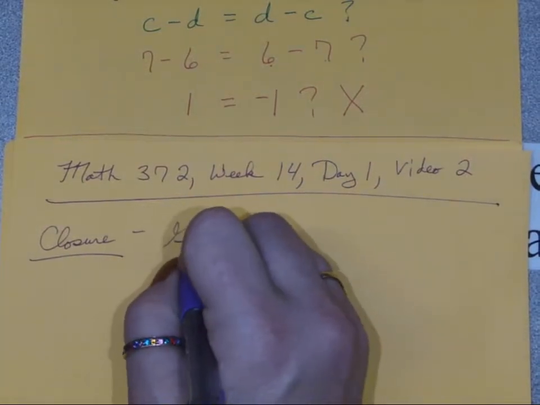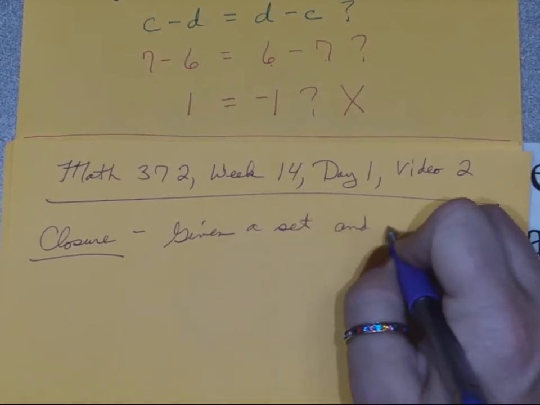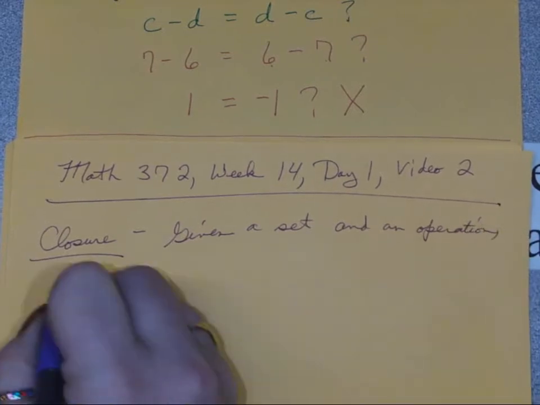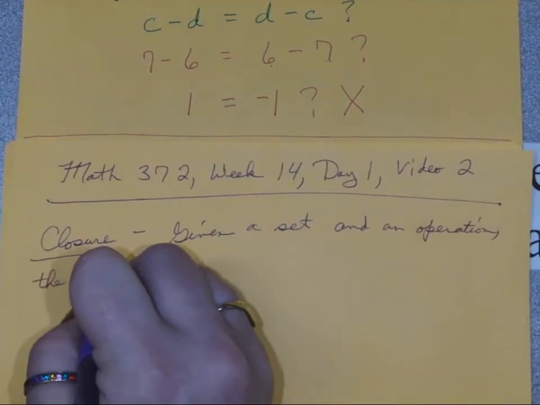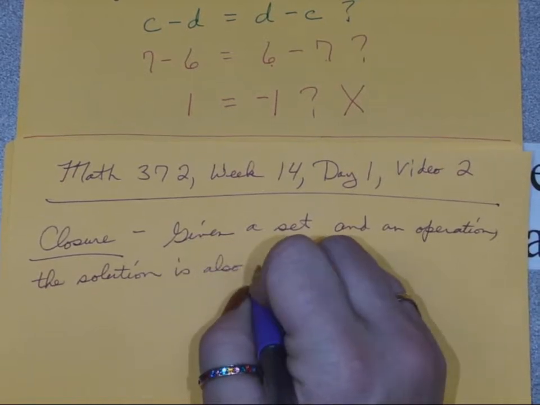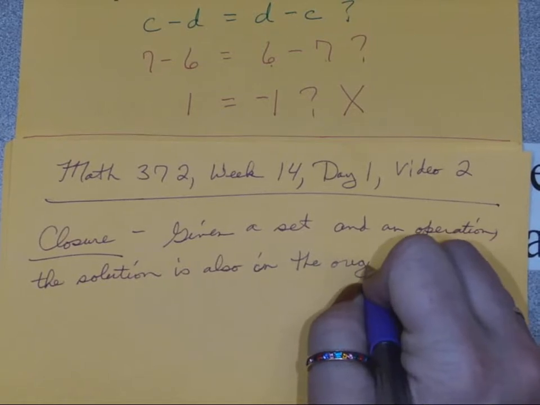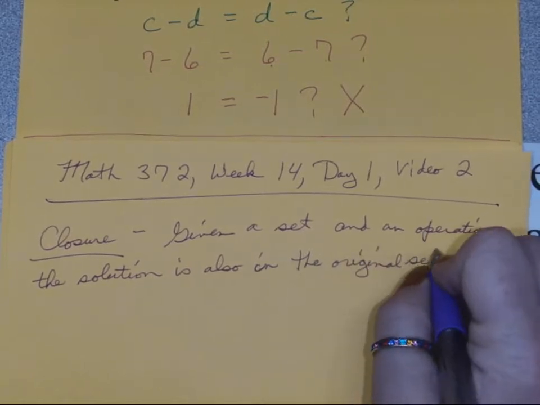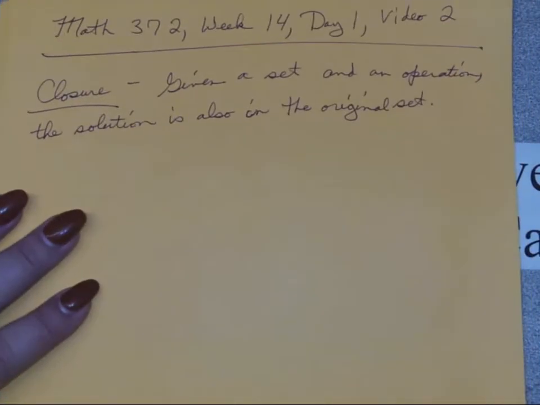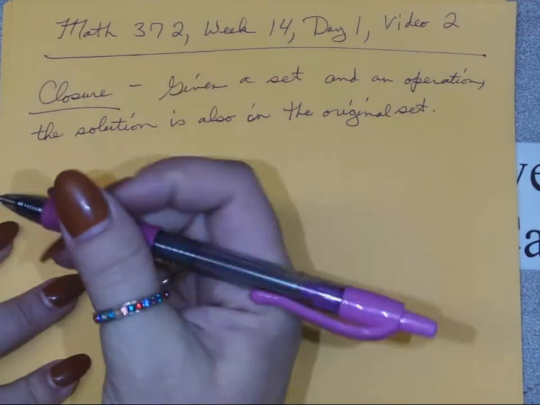It says, given a set and an operation, the solution is also in the original set. Okay, so what the heck does that look like? Here's my example.